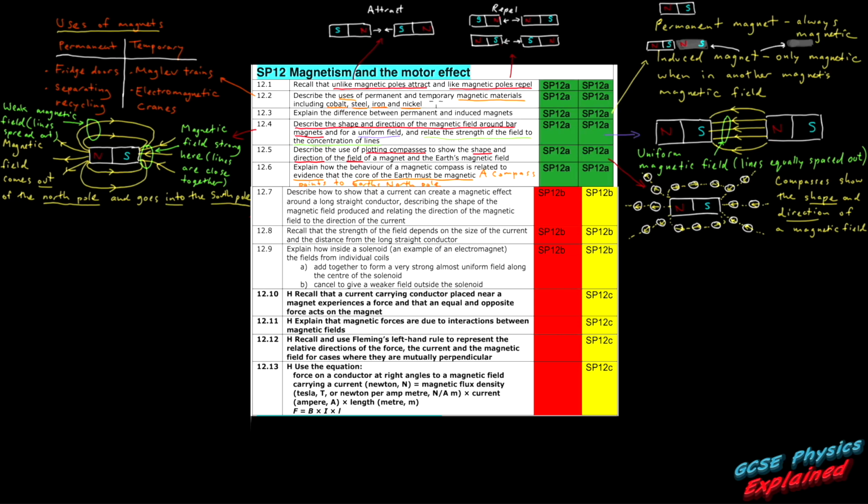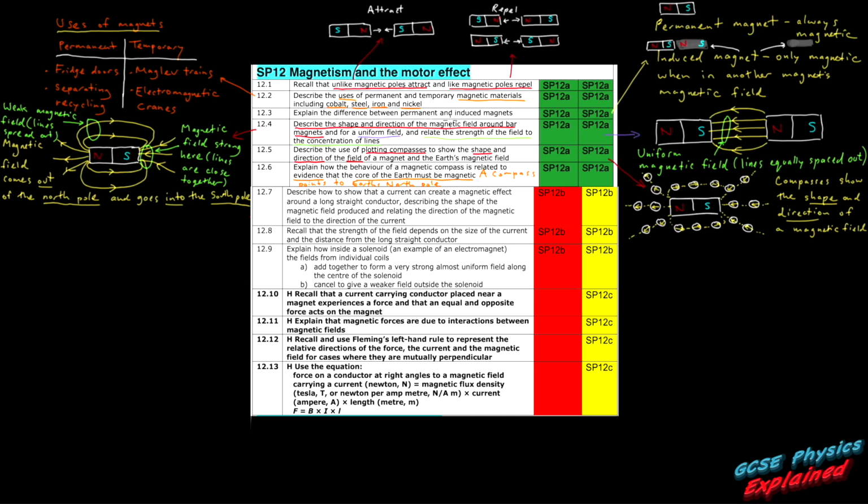Describe the uses of permanent and temporary magnetic materials, including cobalt, steel, iron and nickel. Well, the first thing is, make sure you know that they are the 4 magnetic materials that you'll need to talk about at GCSE. And the uses of permanent magnets, for 1 mark, you use them in a fridge door, or for separating recycling, like steel cans from aluminium cans. And uses of temporary magnets could be maglev trains, which is magnetic levitation trains, and electromagnetic cranes found in junkyards and places like that, where they've got to move metal from one place to another, and they use temporary magnets. What they mean by that is electromagnets, so they can turn them on and off.